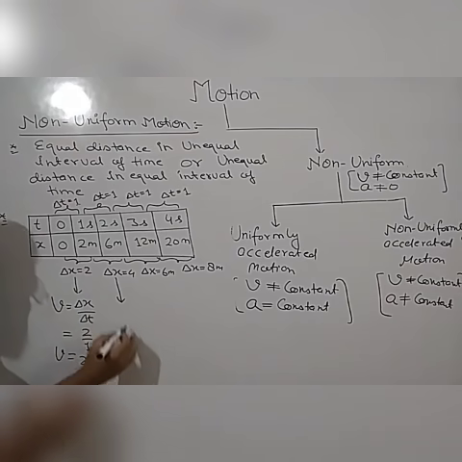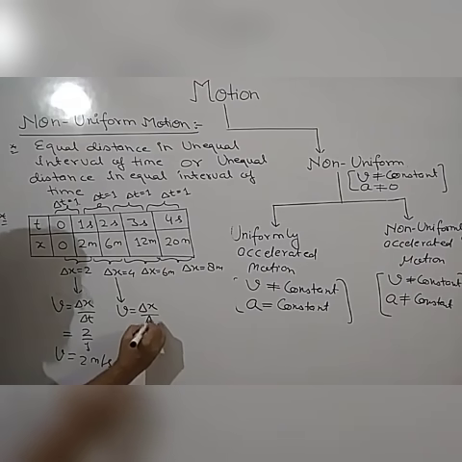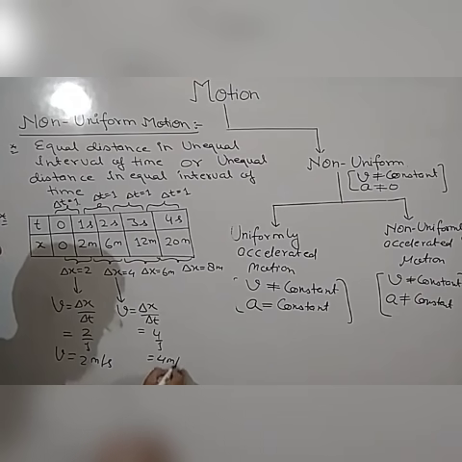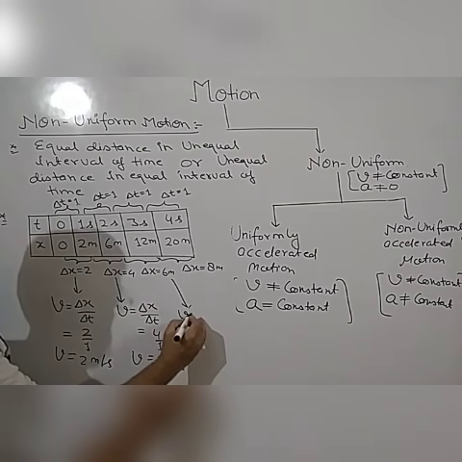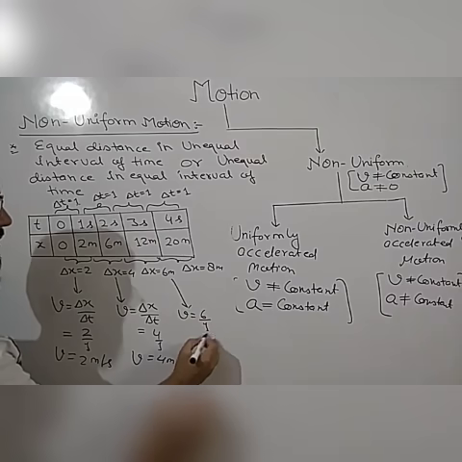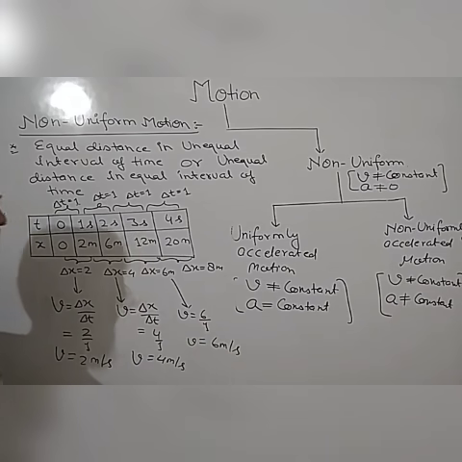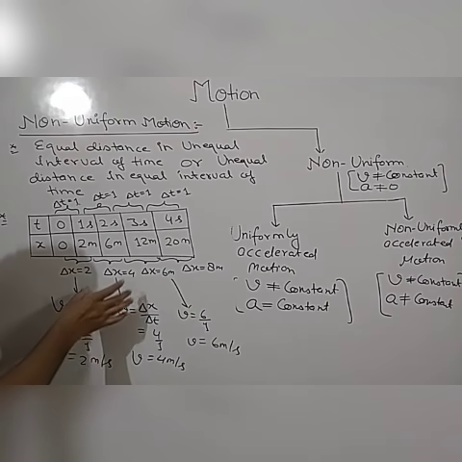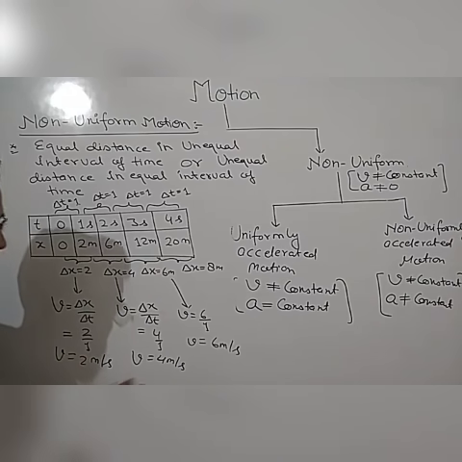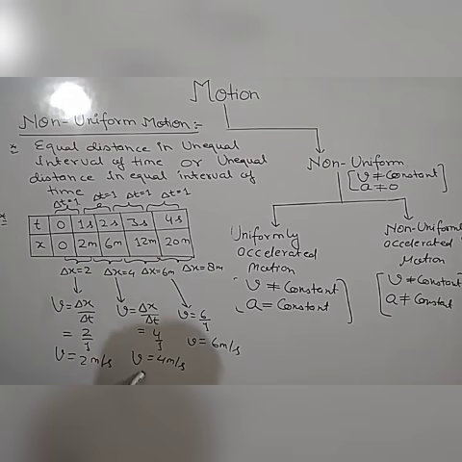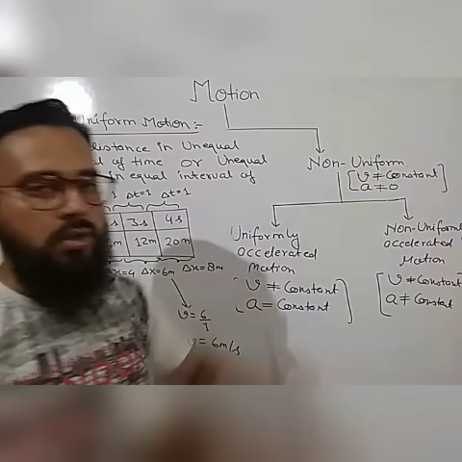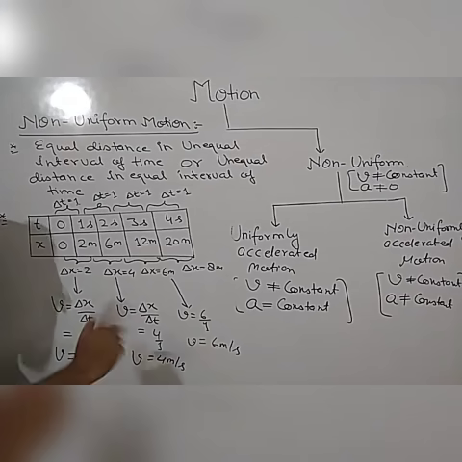For the next interval, velocity will be equal to delta x upon delta t. If we put the value, it will be 4 upon 1, that will be 4 meter per second. Again for the next interval, velocity will be delta x is 6 upon 1, that will be 6 meter per second. So now we can see here that the velocity is not constant. Velocity is also changing continuously. So when a body covers unequal distance in equal interval of time, then the velocity also changes. It is not constant.